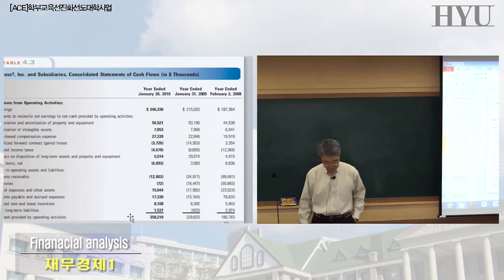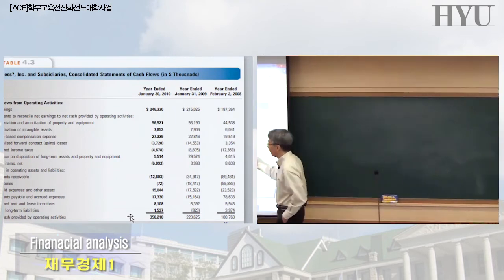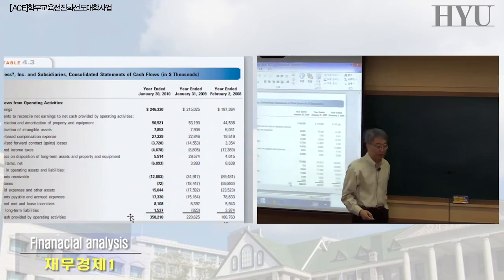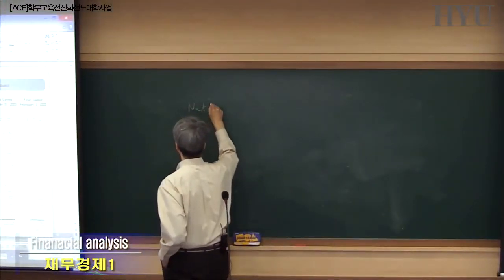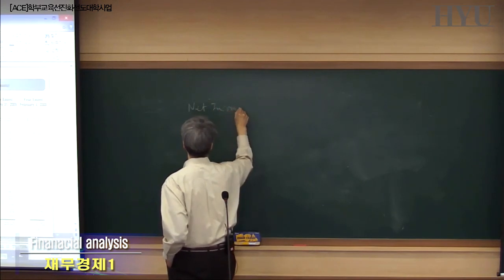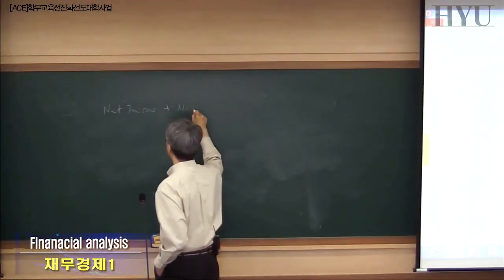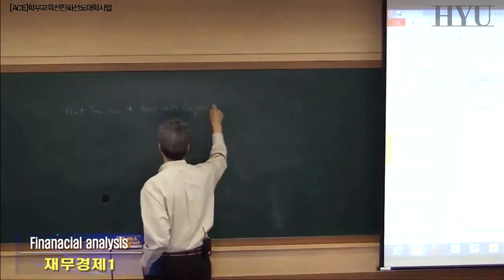So it starts from net earnings, which is an accounting figure, accounting income. So net earnings or net income plus any non-cash expenses.